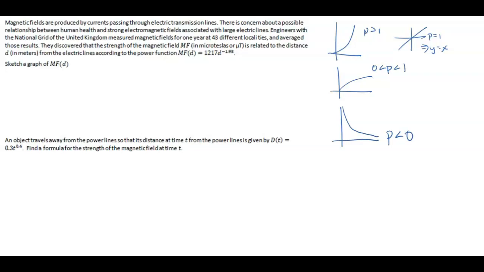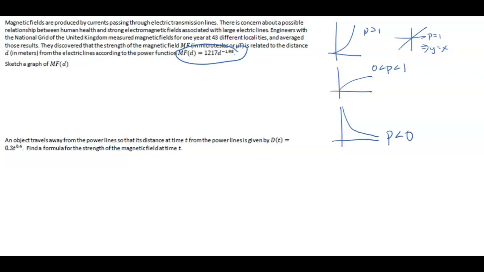So we're going to see some of the functions that we saw before. We're just going to tack on to it. We saw these in our algebra section. We have the magnetic field function, which is 1217 d to the negative 1.98. And we're supposed to figure out what the graph looks like.